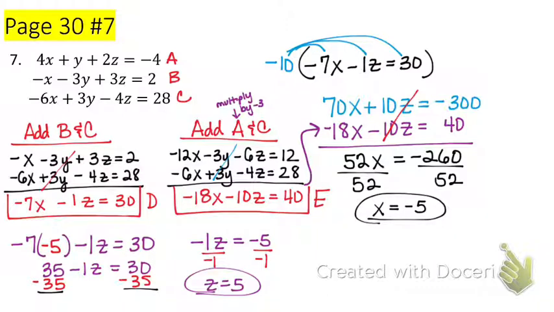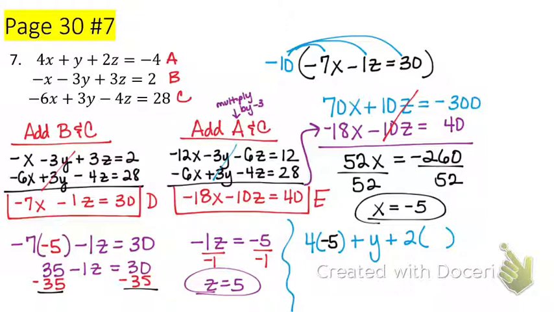So now we need to go back to A, B, or C and find y. I definitely would say A looks like the easiest one to use. So let's go ahead and use equation A. So for equation A, it says 4x, so 4 times negative 5. And then it's plus y, which is the one we don't know. And then plus 2 times z, which z is also 5.